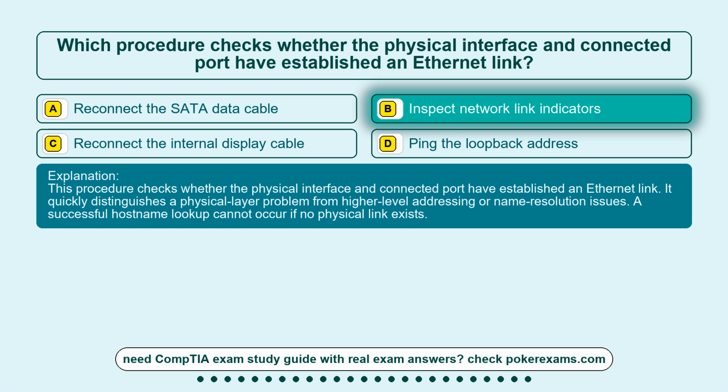This procedure checks whether the physical interface and connected port have established an Ethernet link. It quickly distinguishes a physical-layer problem from higher-level addressing or name-resolution issues. A successful hostname lookup cannot occur if no physical link exists.